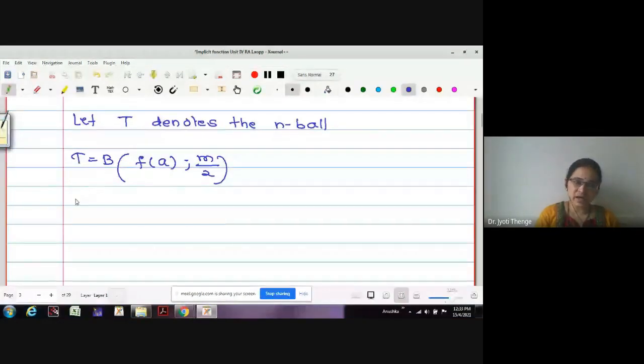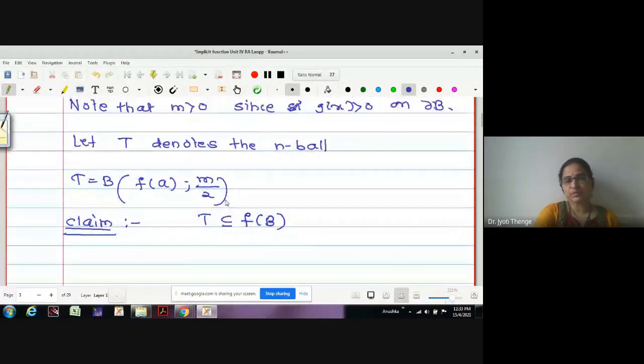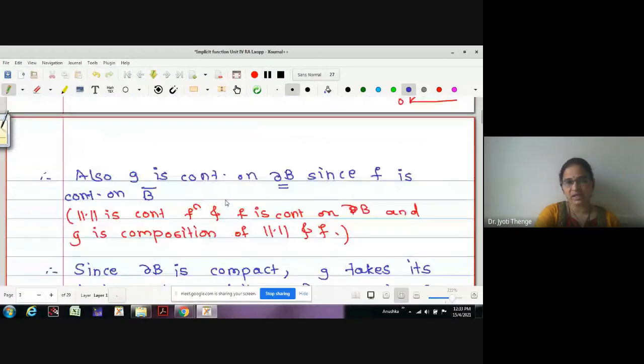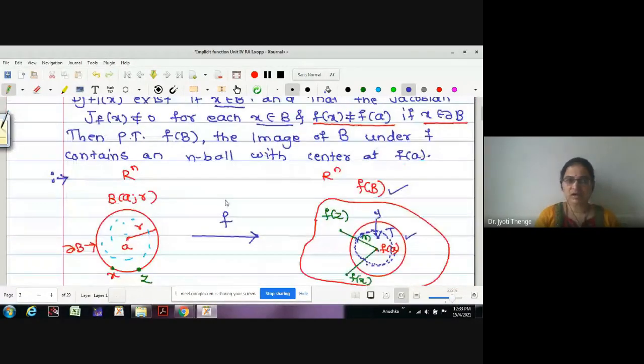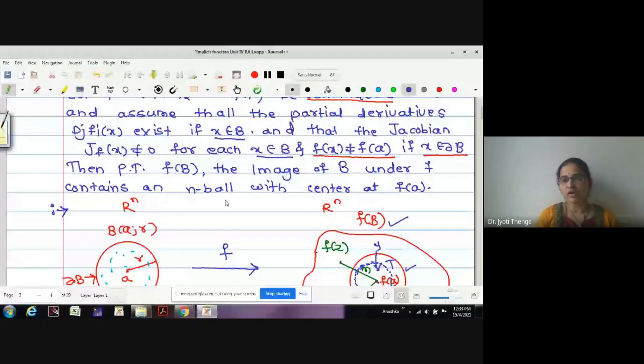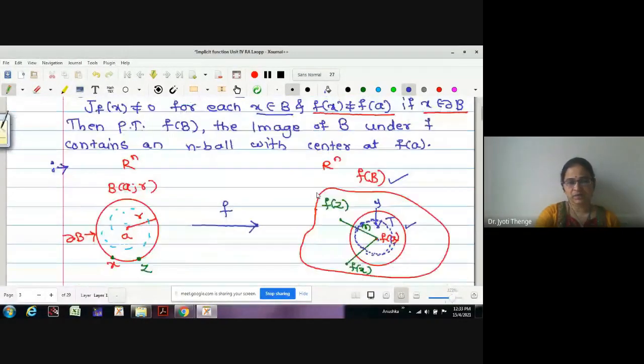Then what is my claim? What we want to prove now? The claim is to show that this T is contained in f of B. If we show that, this will prove our required result, that f of B, the image of B under f, contains an n-ball with the center at f of a.